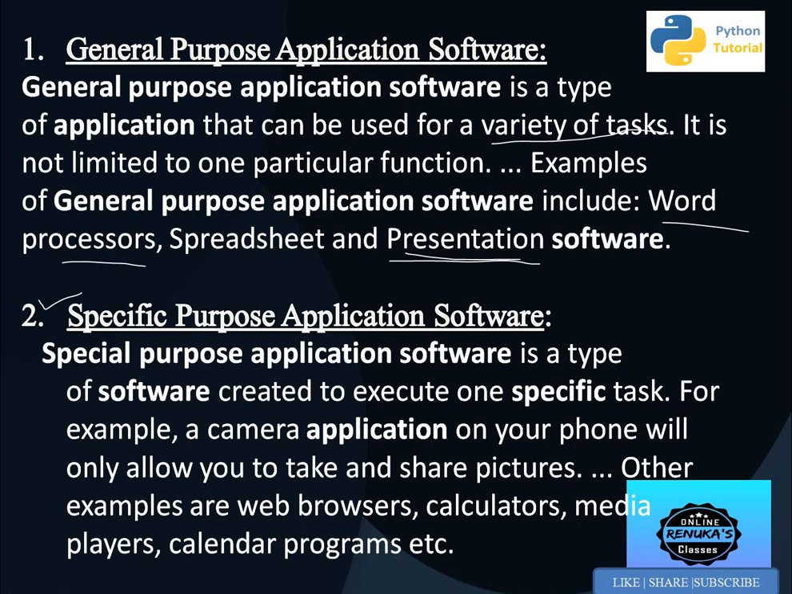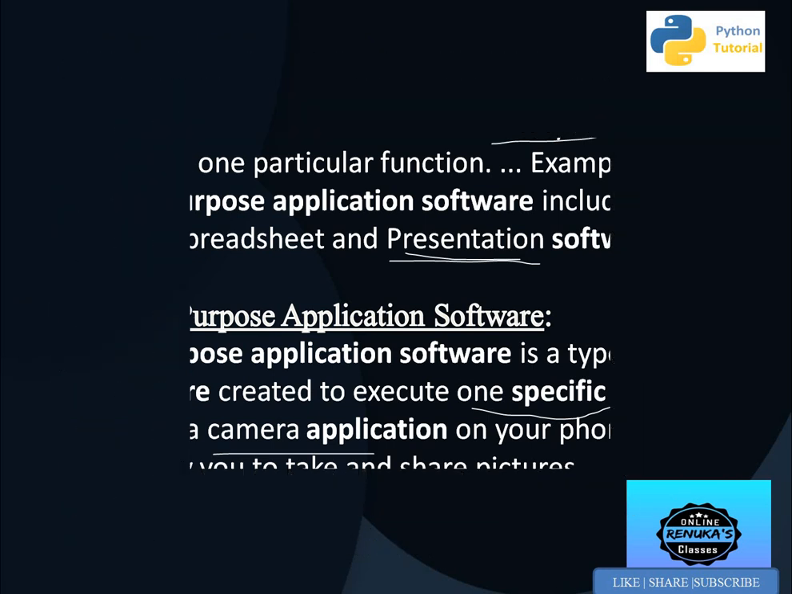Specific purpose means they are designed for executing one specific task. For example, the cameras in our phone, they are used to take pictures and share the pictures. Web browsers, calculators, media players, they all are designed only for one special type of task. So that's why they are known as specific purpose application software.